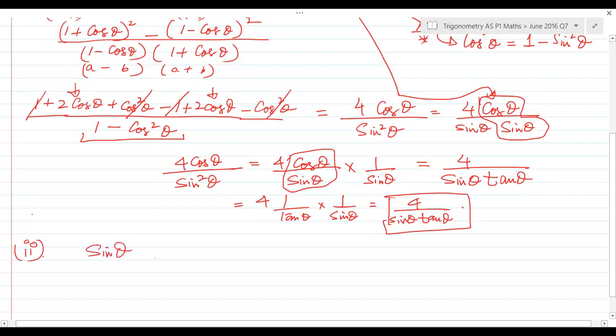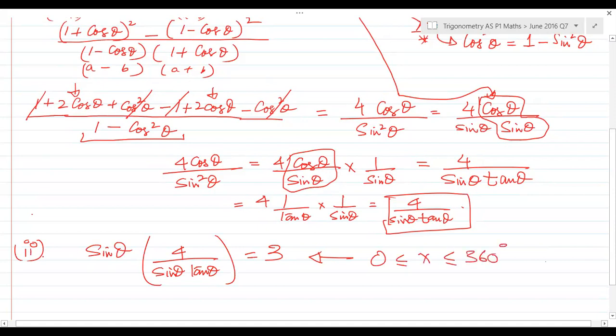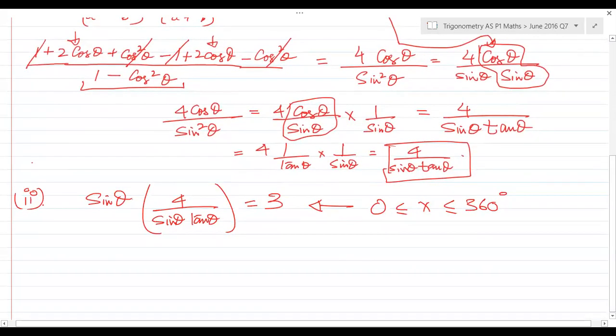So part 2: sine theta multiplied by the whole expression, and the whole expression is basically 4 over sine theta tan theta, that's what we proved, is equal to 3. This is what the question is asking us to do. The question is asking us to solve this equation between 0 and 360 degrees. So this sine and this sine cancel out. I'm left with 4 over tan theta is equal to 3.